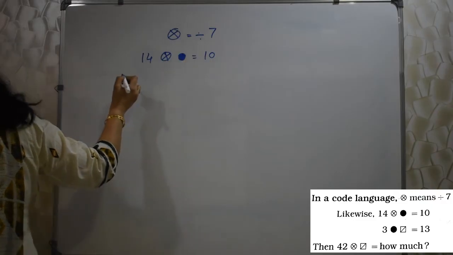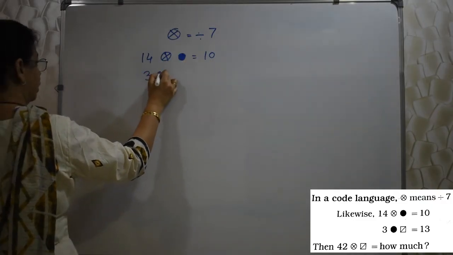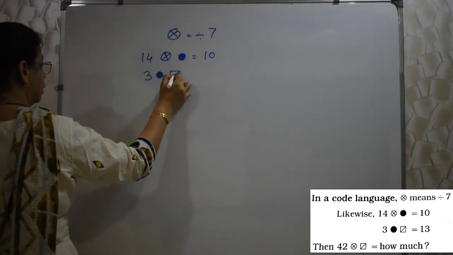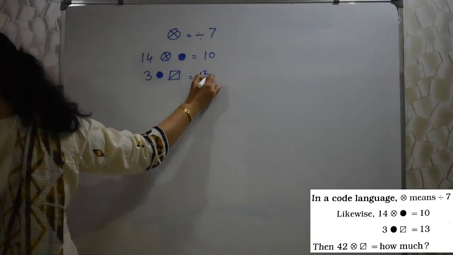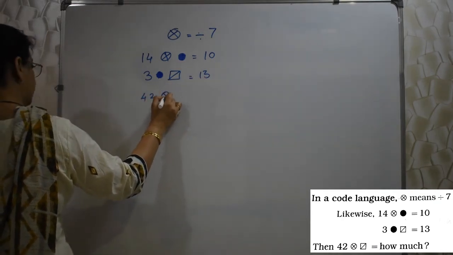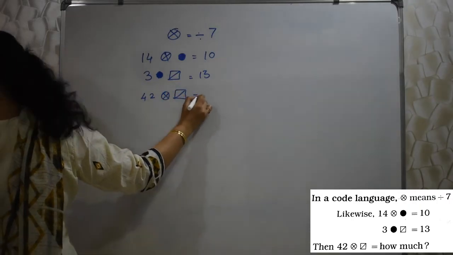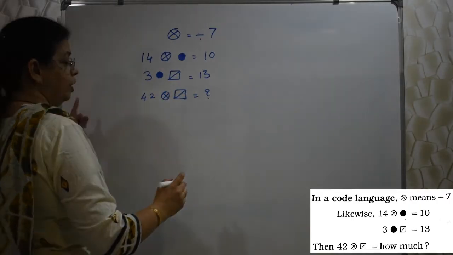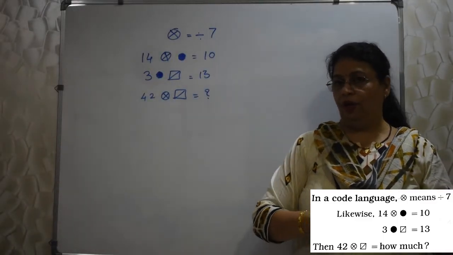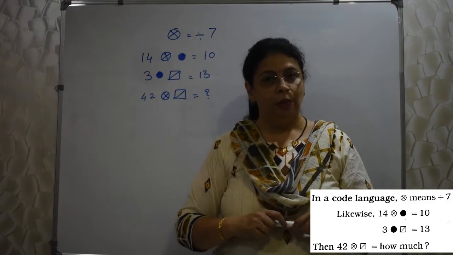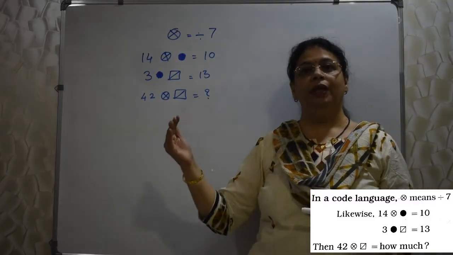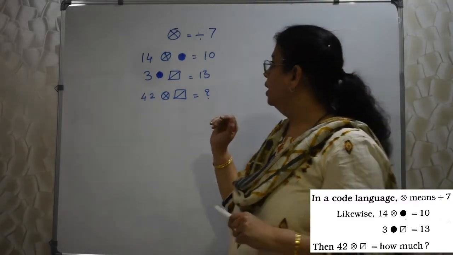Now 3, this and this is equal to 13. 42, this and this equal to what? This question had come in 2018, so we cannot ignore the possibility of a similar question in coming years. Okay, let's go ahead.